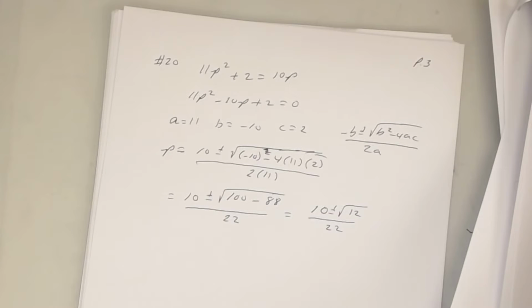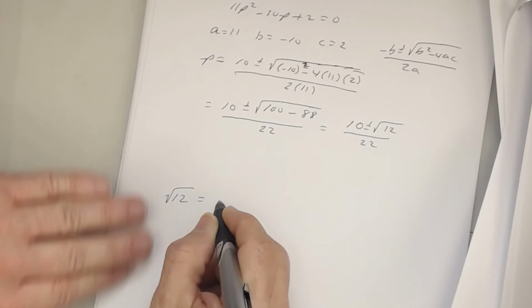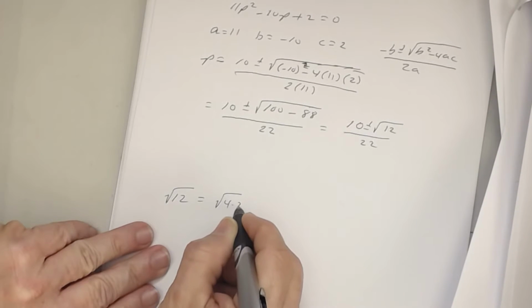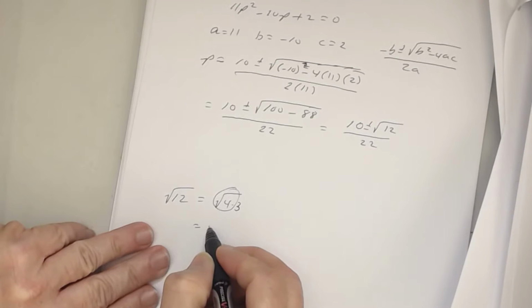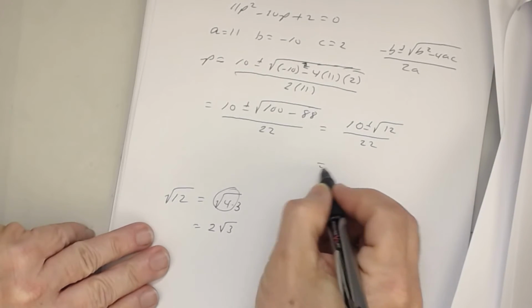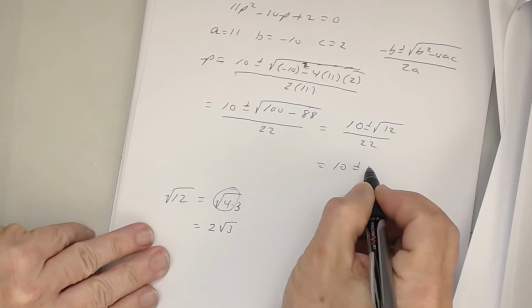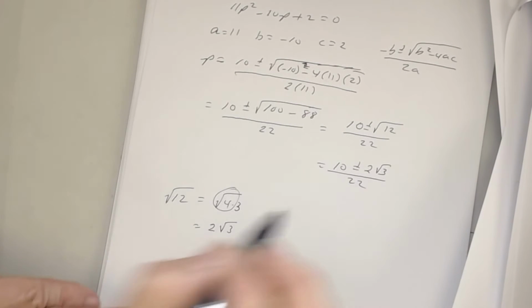What is it? 4. So go off to the side somewhere and figure out what that is. So the square root of 12 is the square root of 4 times 3, right? So the square root of 12 is going to be what? 2 square root of 3. So it goes here. So that'll be 10 plus or minus 2 square root of 3 all divided by 22.